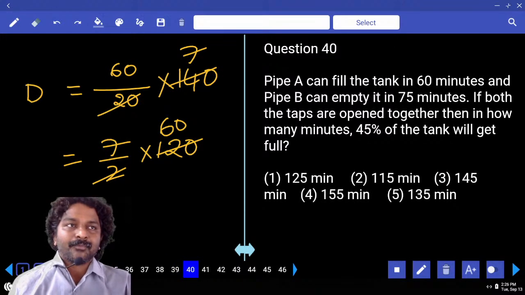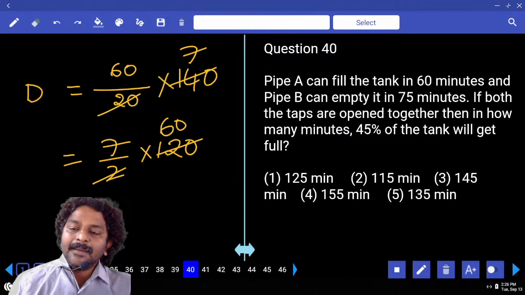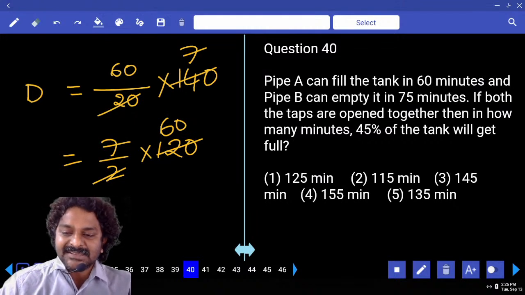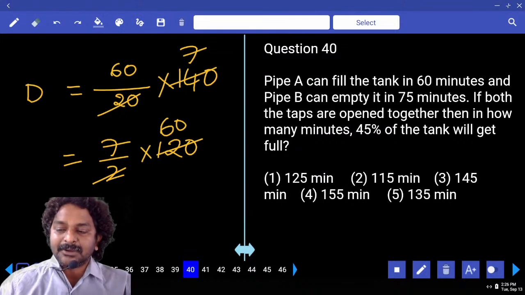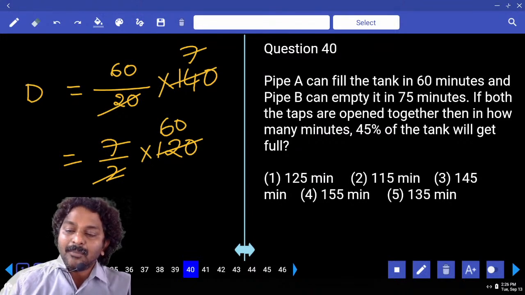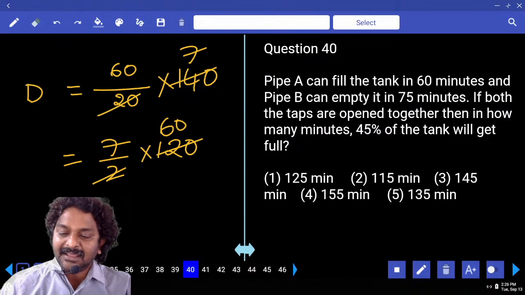Next. Pipe A can fill the tank in 60 minutes and pipe B can empty it in 75 minutes. Both the taps are open together. Then in how many minutes 45% of the tank will get full?